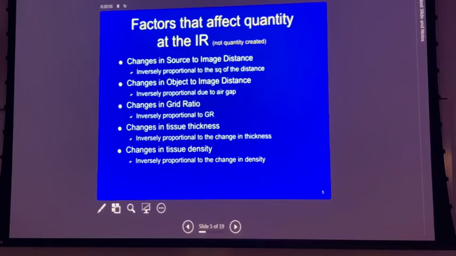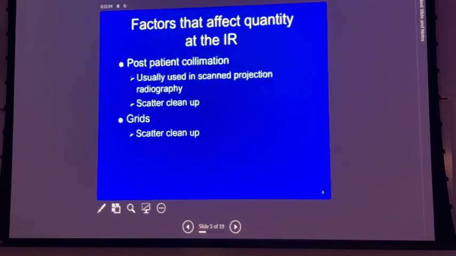So tissue density, the difference in tissue types, is inversely proportional to the change in intensity.